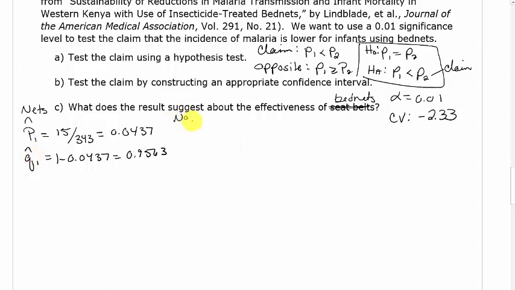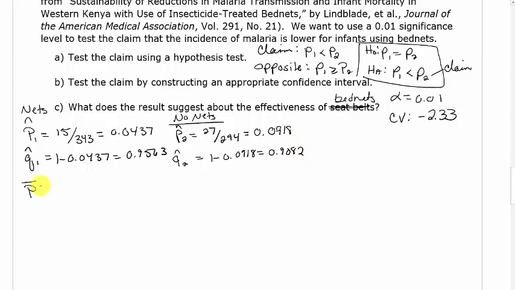And now we do it for no nets. P-hat2, there were 27 cases of malaria out of 294. So that gives us p-hat sub 2 is equal to 0.0918. And q-hat sub 2 is 1 minus 0.0918. That gives us 0.9082. Now we can calculate p-bar and q-bar.